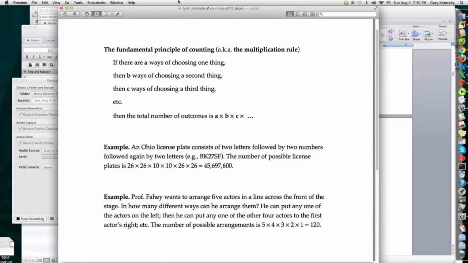Now, you can freely choose any letter, any number. There's no rule that says you can't repeat. You can just make these choices completely freely. So the number of possible license plates is this product, 26 times 26 times 10 times 10 times 26 times 26. Now, if you work that out, you'll discover it's somewhere between 45 and 46 million. That sounds pretty good. That's probably more than the number of vehicles in the state.